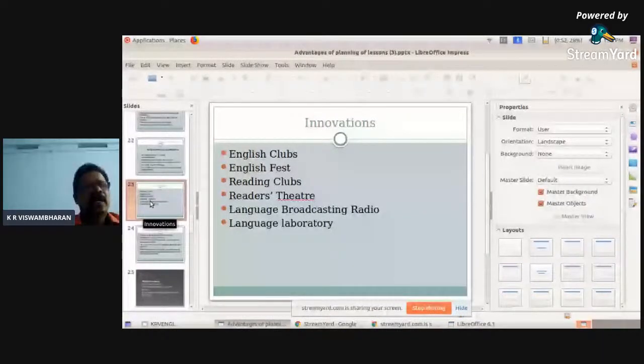Another innovation in English language learning can be the English Fest. In almost all schools, they conduct one or two days of English Fest. Here, there may be exhibitions and performances. Exhibitions of portfolios of students, their creative work, children's literature. Apart from this, they can think about performances of the students, various performances, sketches, role play, and they can even develop the scripts of these sketches or performances.